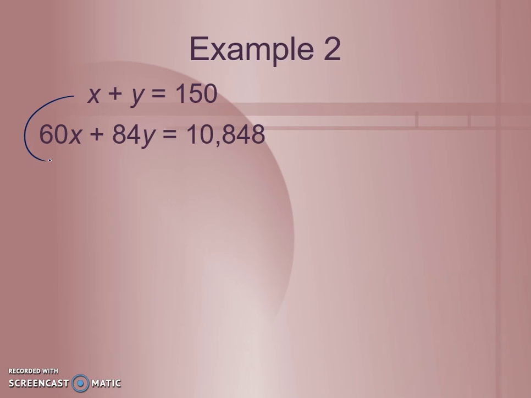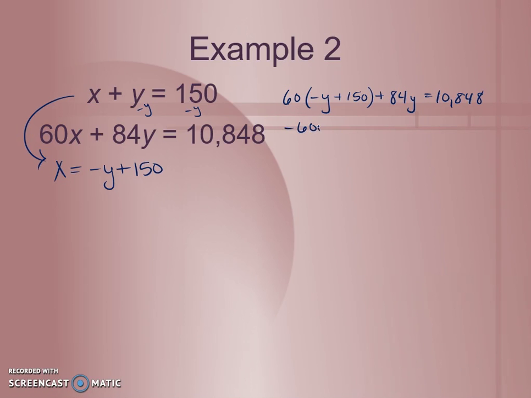So I'm going to use this equation and solve for x. So I'll have x equals negative y plus 150. Again, all I did was subtract y from each side so I can solve for x, and then I can substitute that into our equation. So we're going to have 60 times negative y plus 150 plus 84y equals 10,848. Go ahead and distribute.